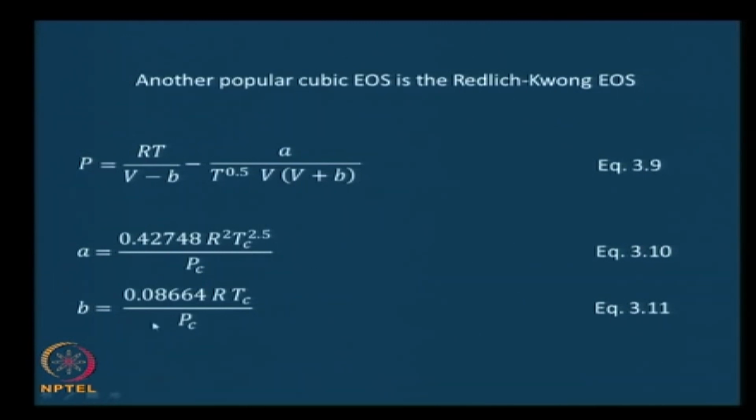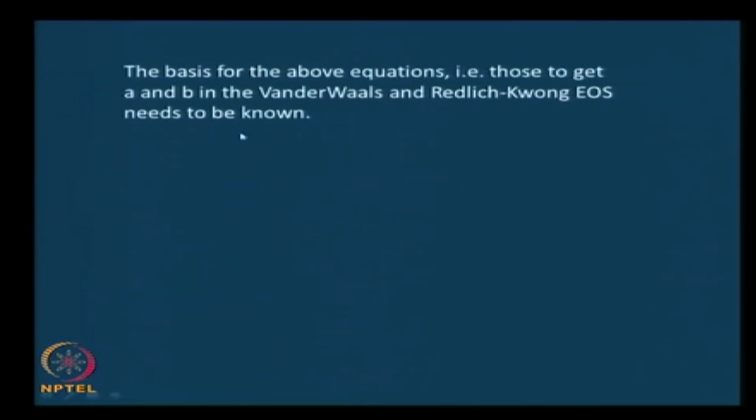Now, you might be wondering, how did I really write this? I did say that you can write this in terms of Tc and Pc. How did people get this seemingly accurate number 0.42748 and so on? That is what you are going to do as the next exercise. The basis for the above equations, that is, the basis for the equations that gave you A and B for both the van der Waals equation as well as the Redlich-Kwong equation, definitely needs to be known as a part of this course.